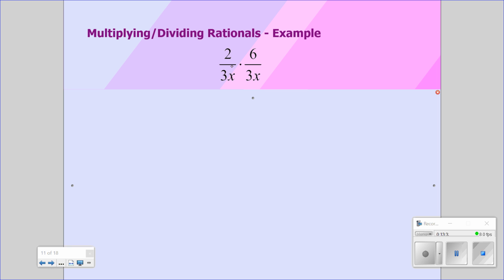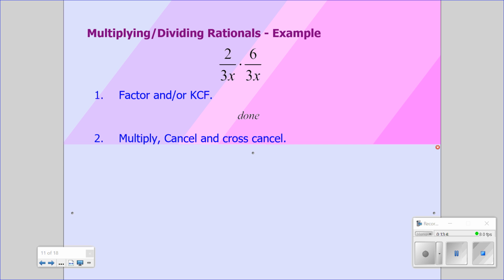Here we are multiplying two rational expressions made up of monomials up top and bottom. Step 1 would be to factor. That's already done for us. Step 2 would be to then multiply across and cancel or cross cancel. So what this could look like is I could cross cancel my 6 with my 3 here to cross simplify. So they both have a factor of 3. So that leaves me with a 2 up there and a 1 here. And then top times top is 4, and bottom times bottom would be 3x squared.